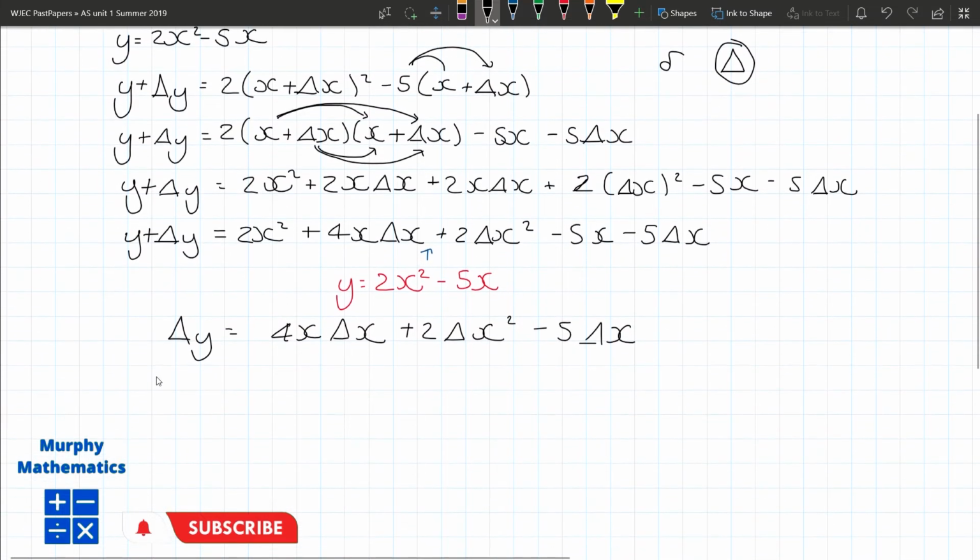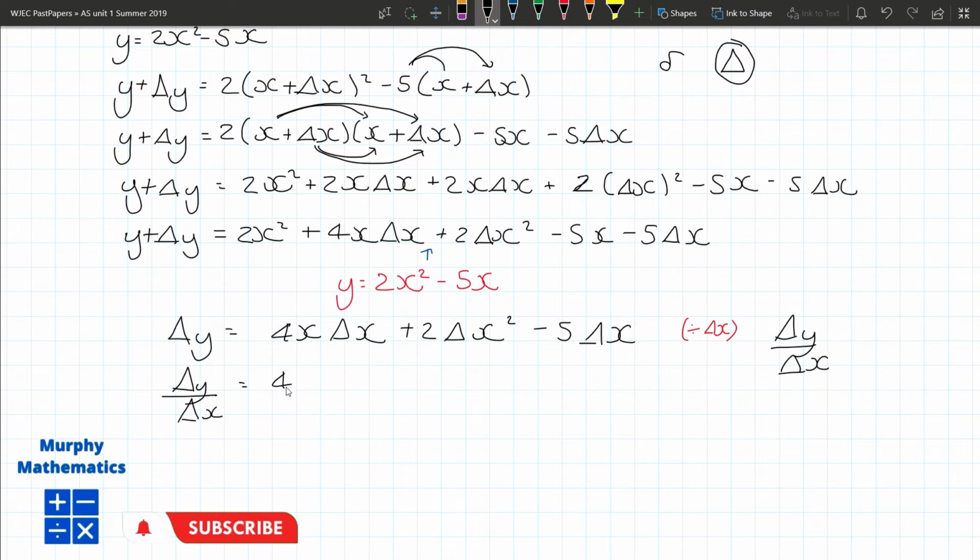Because we're looking for delta y over delta x, I'm now going to divide my whole equation by delta x. So this means I've got delta y over delta x equals 4x plus 2 delta x minus 5. Cool.